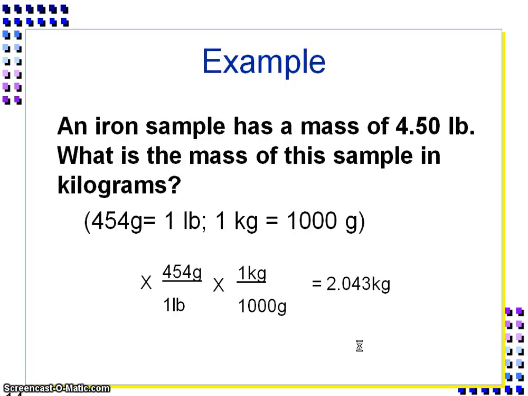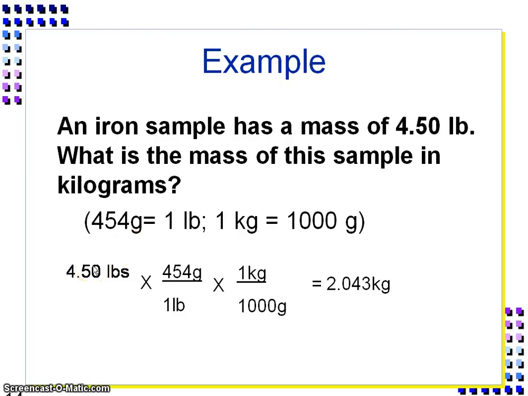An example of using this. An iron sample has a mass of 4.5 pounds. What's the mass of the sample in kilograms? So, I need to read the question, and I need to find the number and the unit that are part of the question. That will always be my starting point. So I see 4.50 pounds. That's my starting point. So I begin with that.